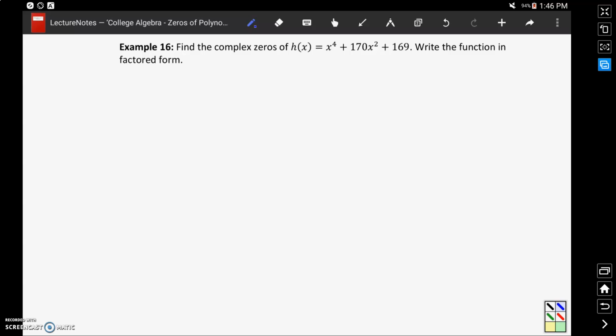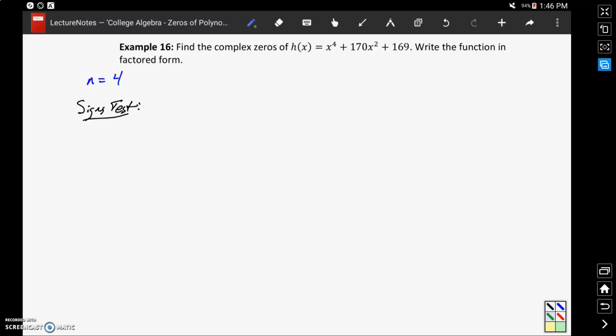Example 16 looks identical to the previous two examples we've worked, and while the problem reads exactly the same, our approach is going to end up changing actually quite a bit from what we did in the last two examples. We're still looking for exactly 4 zeros, since this is a fourth degree polynomial.